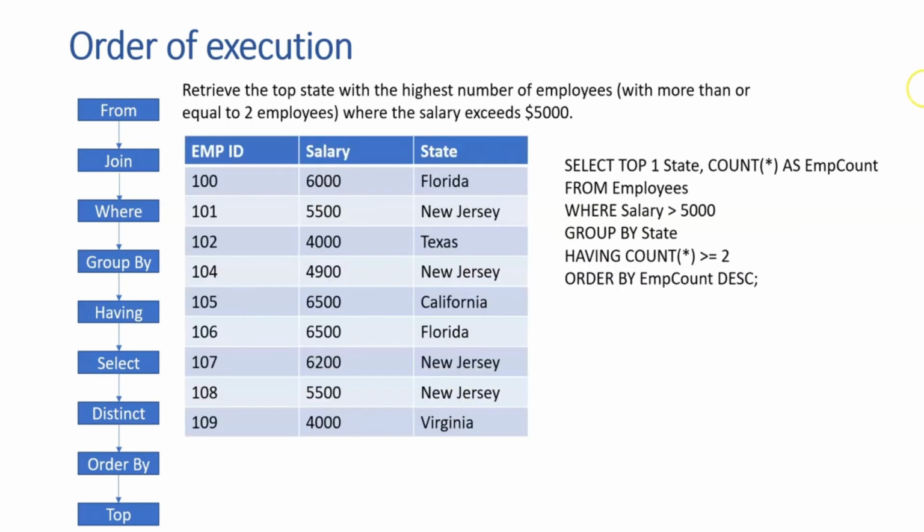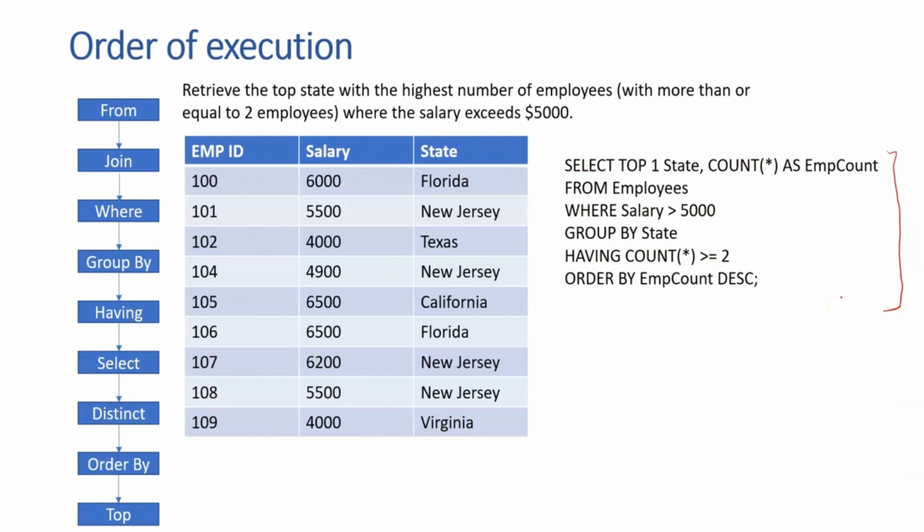This is my employee table, which has employee ID, salary and state. I want to retrieve the top state with the highest number of employees, and only those where the employee count is more than or equal to 2. Also, another condition is that the salary exceeds $5,000. Let's see how the query can be written and how the order of execution matters here. On the right hand side you see the query.